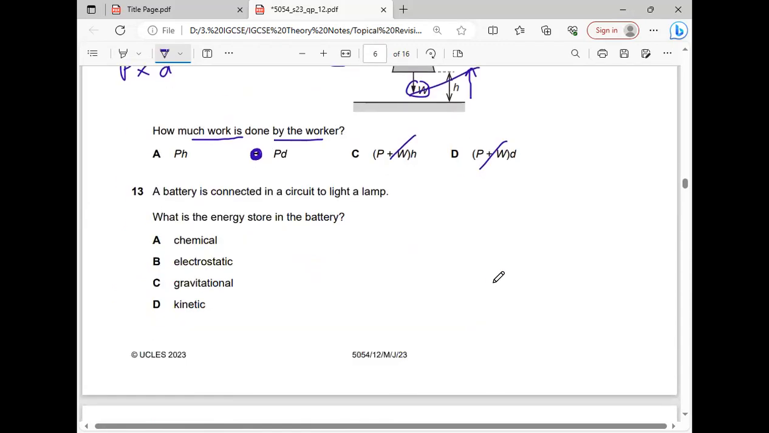Question number 13. A battery is connected to a circuit to light a lamp. What is the energy stored in the battery? Chemical, electrostatic, gravitational, kinetic. Kinetic energy is stored in a body when there is speed or the body is in motion. Gravitational energy is stored in a body when it is dropped from a particular height. Electrostatic energy is stored in charges. And now, which option is left? So in batteries, what kind of energy is there? Chemical energy.